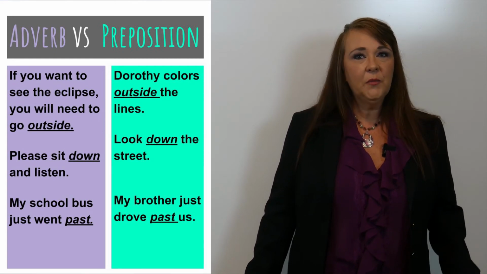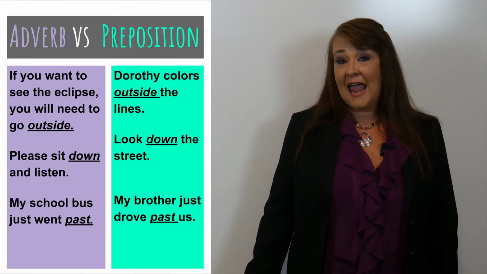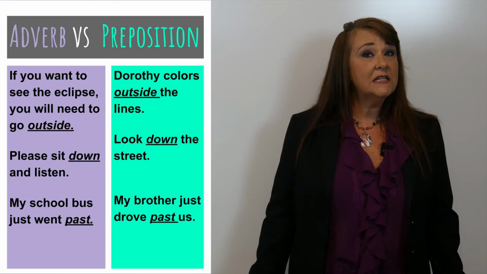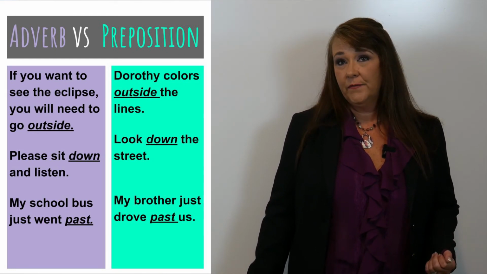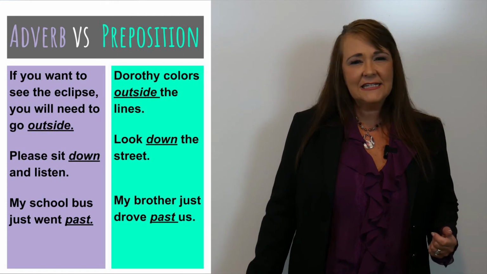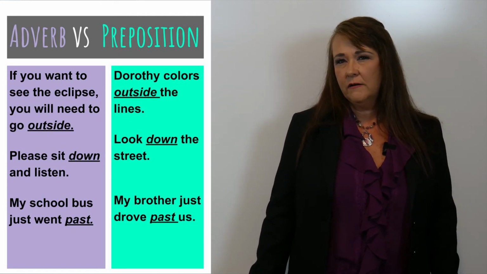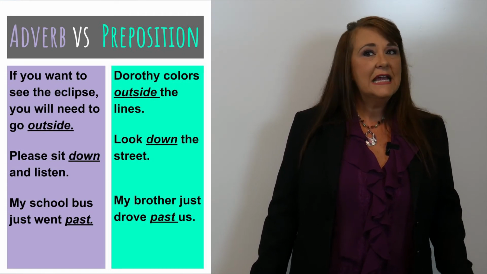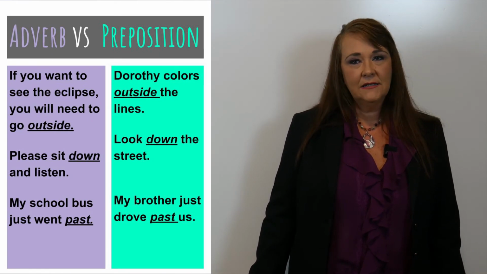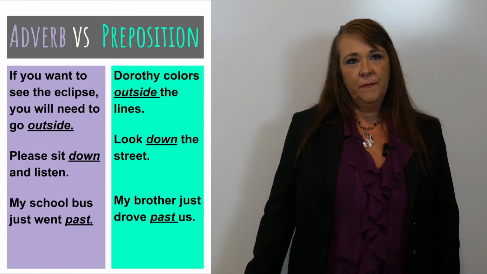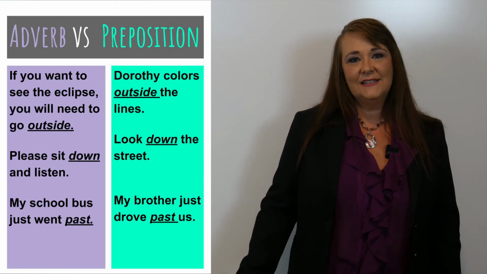To determine whether a word is an adverb or a preposition, look at what follows the word. Is there a noun acting as an object of the word? In other words, is there a word that answers the question what about the word? If so, it's a preposition.